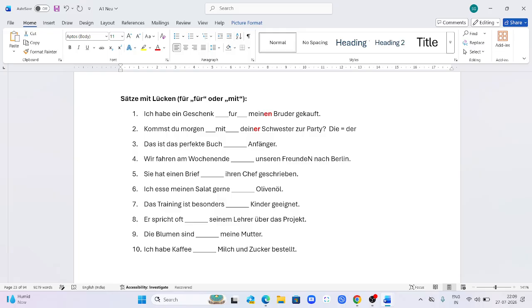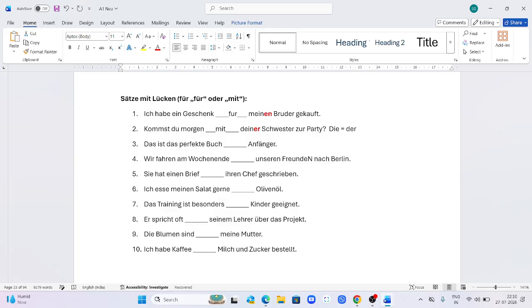Okay? So ich habe ein Geschenk für meinen Bruder gekauft. I cannot say mit because meinen is there. If it was mit, then this would have been meinem. Understood? If it was meinem Bruder, then it would have become mit, not für. Are you able to understand? Yes, ma'am.